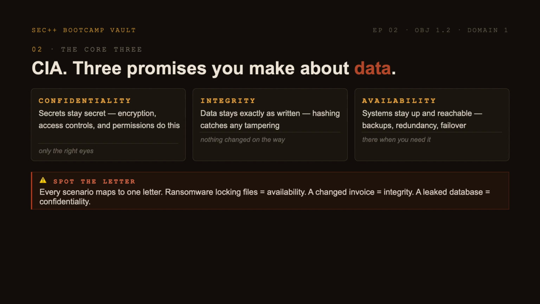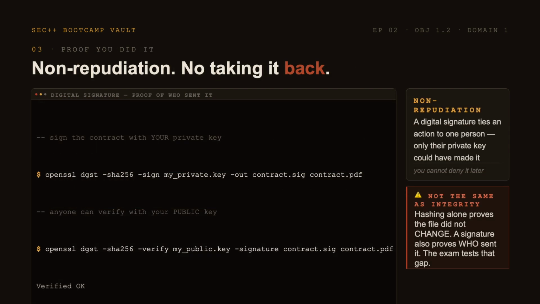The exam gives you a little story and asks which letter got broken. Ransomware locks your files, that is availability. Someone edits an invoice, integrity. A database leaks, confidentiality. Practice mapping stories to letters, and these are free points.